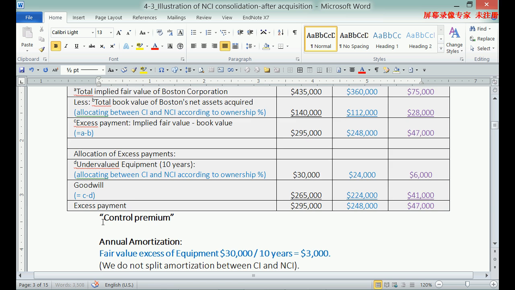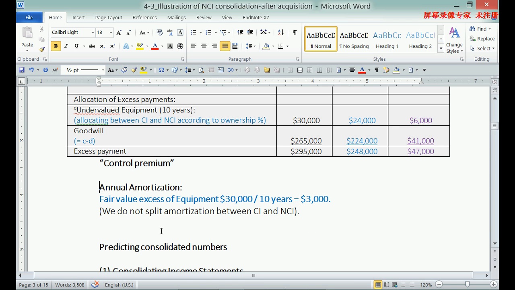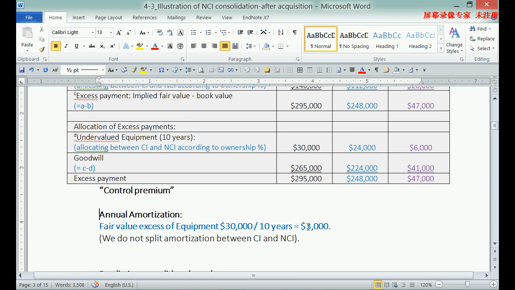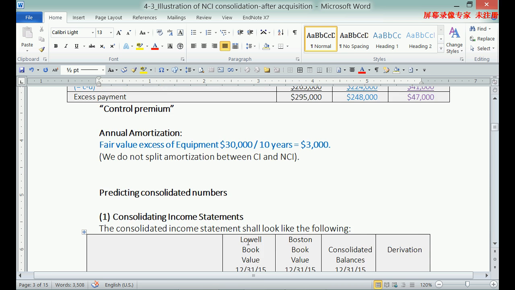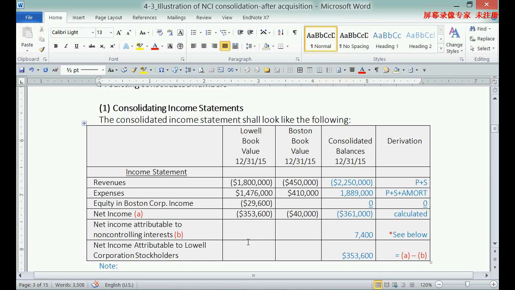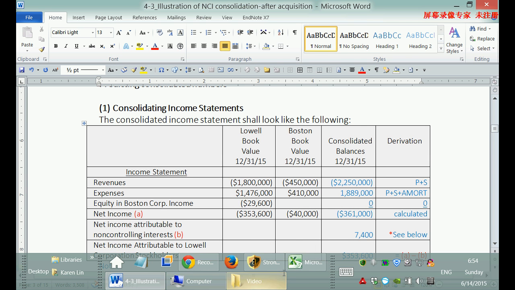All right. And annual amortization for this case would be the fair value excess of the equipment, $30,000 divided by 10 years, each year $3,000. And we do not really need to split this between the CI and NCI, because when we do the consolidation, it basically takes the whole 100% from the specific assets, which is the equipment. So we do not need to split them. Now let's start with the consolidation.